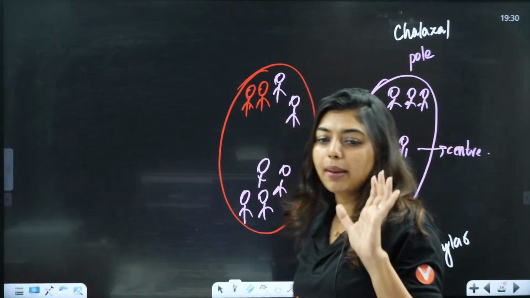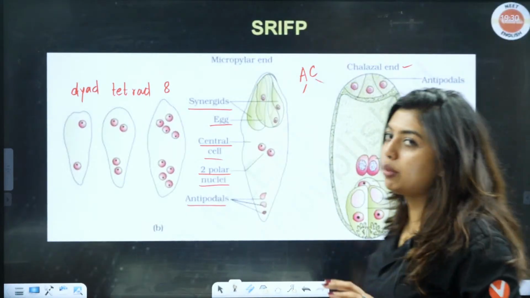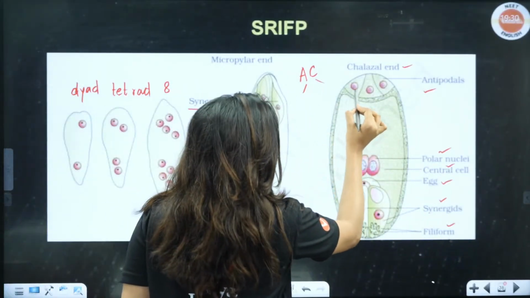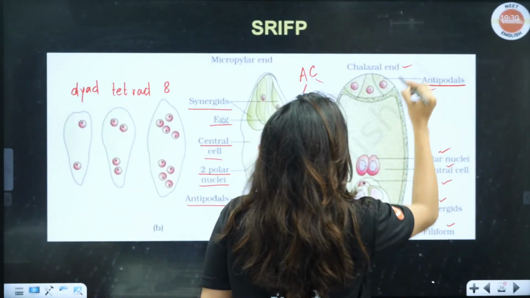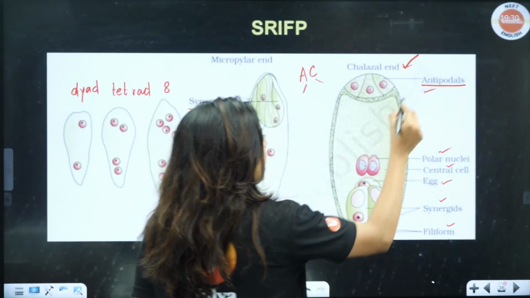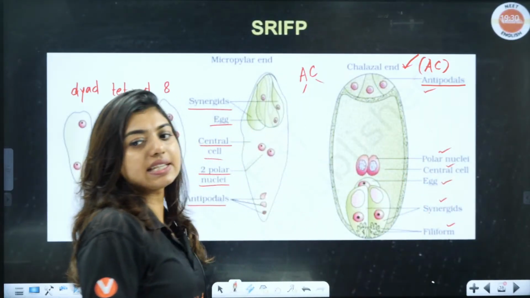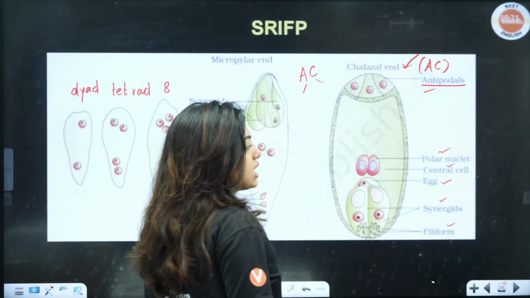Understood? That is what happens. So finally you will be able to see the formation of an embryo sac, where you will notice that there are 3 cells which are called antipodal cells, towards the chalazal end. Remember it like this: AC. So, antipodal cells towards the chalazal end.